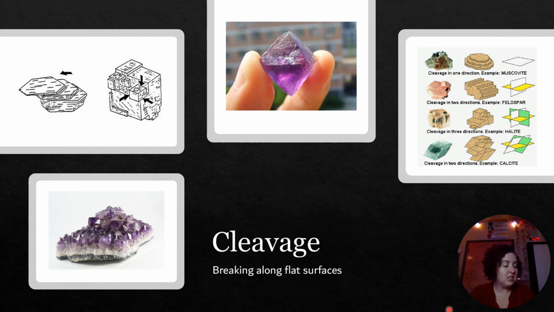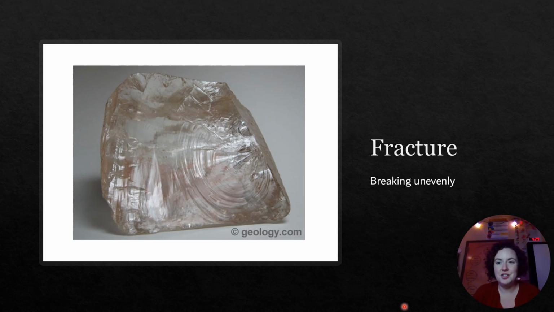None of these samples in your boxes have been polished or cut in any rhyme or reason. They're just samples. So if they look like they have an actual shape to them, it's because they have an actual cleavage break instead of a fracture break. So fractures, this is just where they break unevenly. There's no rhyme or reason. It looks like a legit rock. It's just what it is. So that's the difference between cleavage and fracture.